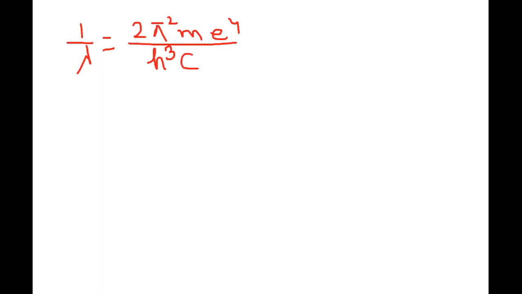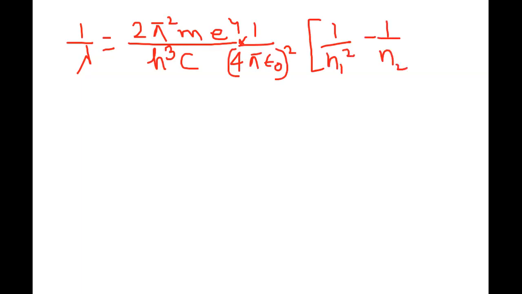I can include the value of the permittivity in free space here also, and write this as 1 by 4 pi epsilon naught square. This I can use right from the beginning, or I can introduce it here. Then within brackets, it will be 1 by n1 square minus 1 by n2 square. Now this can also stand for the wave number, a bar over nu, which is the reciprocal of lambda, that is 1 by lambda.